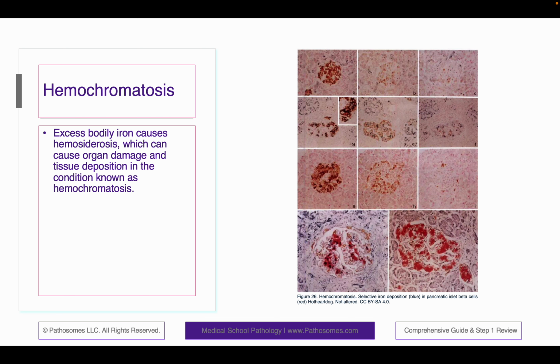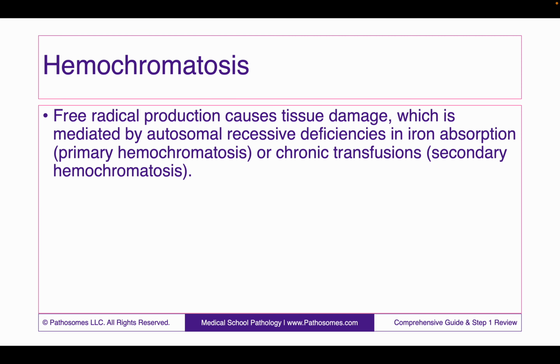Now let's talk about something you are definitely going to be asked about, hemochromatosis. Excess bodily iron causes hemosiderosis, which can cause organ damage and tissue deposition in the condition known as hemochromatosis. Free radical production causes tissue damage, which is mediated by an autosomal recessive deficiency in iron absorption in primary hemochromatosis, or chronic transfusions, which will be secondary hemochromatosis.